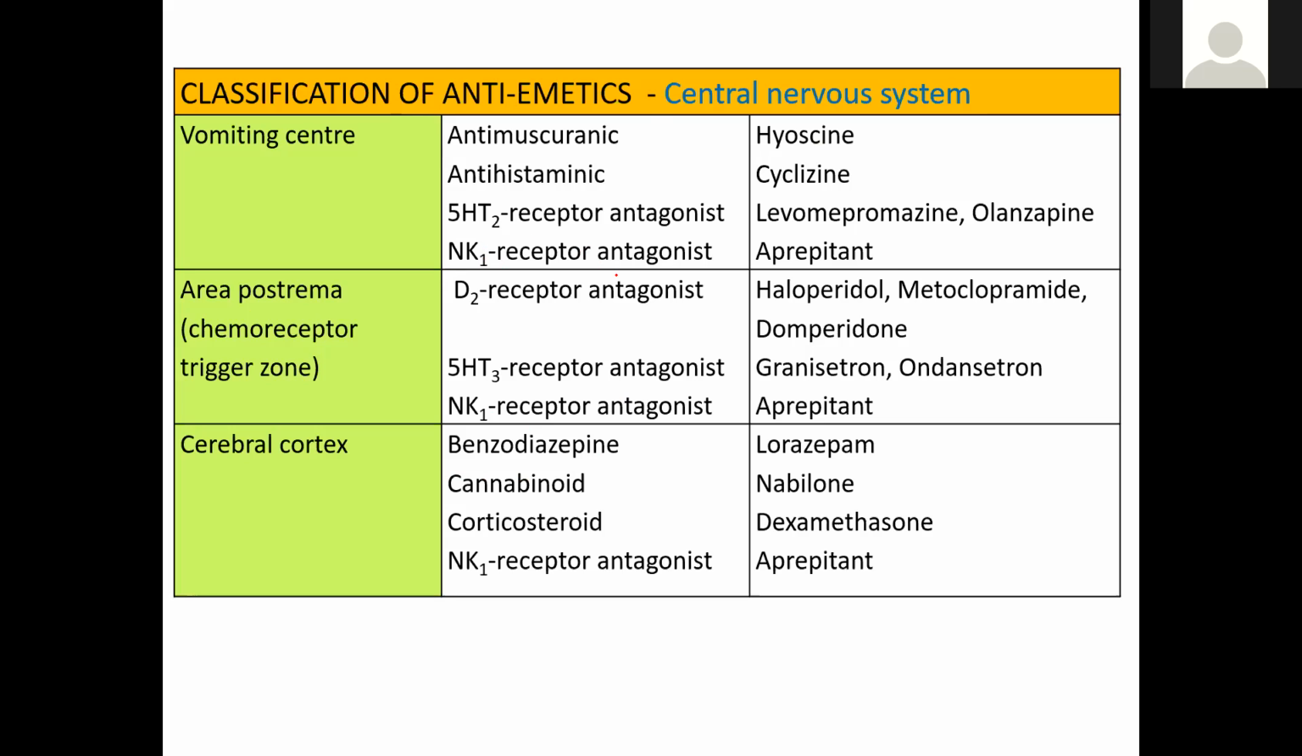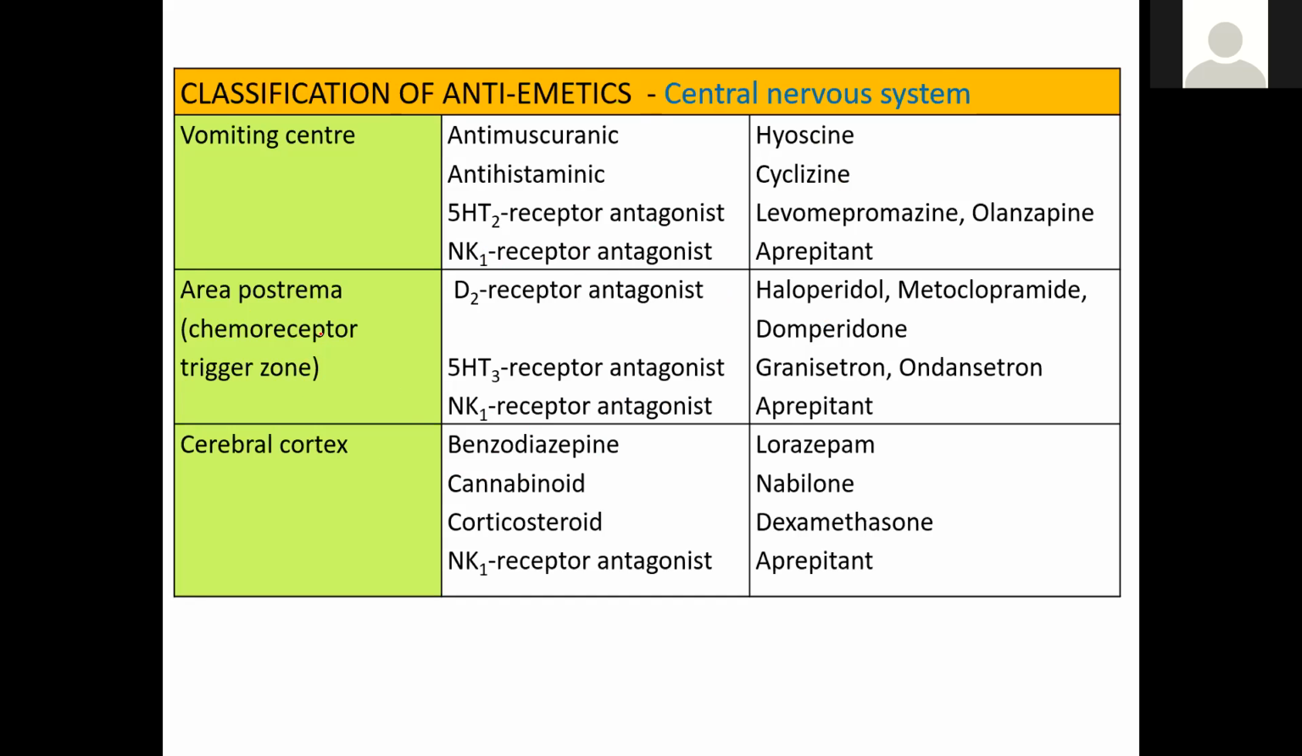So now we need to know which are the receptors involved in the vomiting center and then give the medicines accordingly. You don't need to learn all this by heart. It will come along with your practice. Basic things you need to know, but when you start following this pathway, then it becomes much easier.